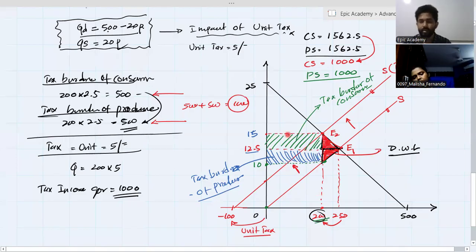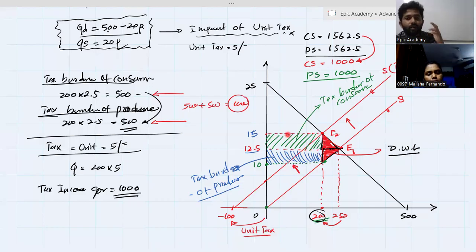Dead weight loss means that after imposing the tax, that area, which was part of the economic surplus represented by the consumer and producer, now has no owner, no one to claim it. Even the government cannot claim that area. So it becomes a loss for the entire society. That area we call dead weight loss.